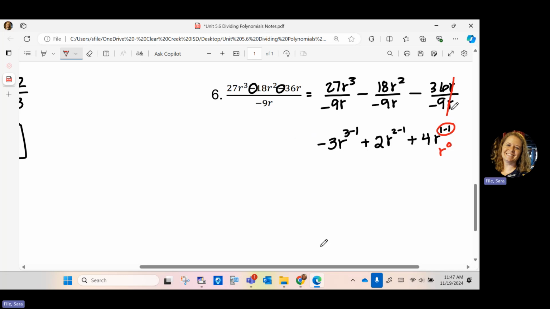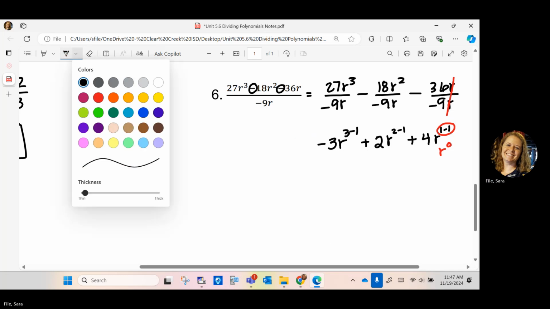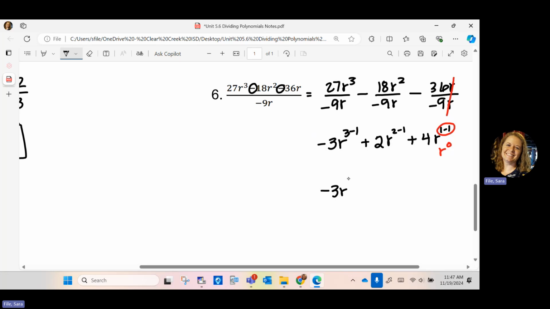Okay, so then this is going to become negative 3r to the 3 minus 1, which is 2, plus 2r, and then 2 minus 1 is just 1, which is understood. And then that'll just be plus 4. The r in this term is gone. And that's as far as we can take it. We can't combine any of those terms because this r is squared. This is an r, and this doesn't have an r at all. So none of those are like terms. I can't combine any of them.